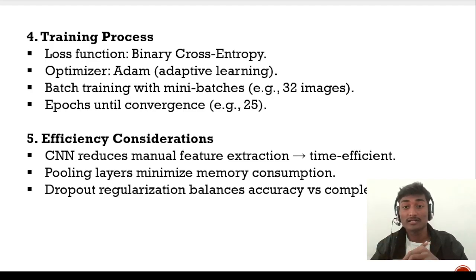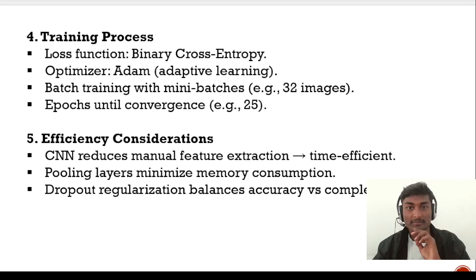In the CNN model, like a deep learning model, it doesn't require feature extraction. Feature extraction is done manually in traditional models, but it's not manual in the DL model. Efficiency considerations, that's what I explained already.